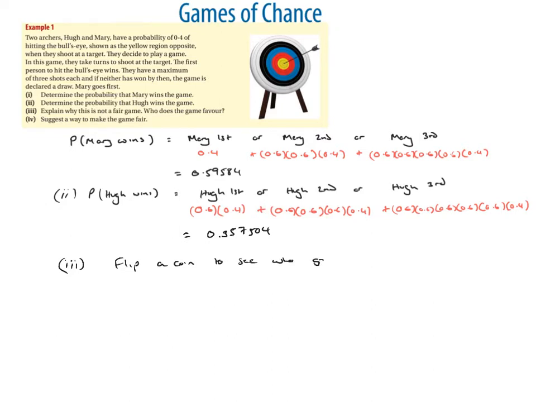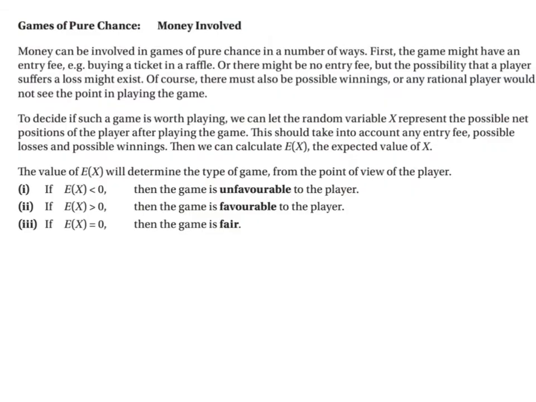And that would be the best way to make this a fair game. Okay, if there's money involved, which generally there is when you're playing games, then what we can do to decide whether a game is worth playing is to work out the expectation of x. Now, if the expectation of x is less than 0, it's unfavourable to the player. If it's greater than 0, it's favourable to the player. If it's equal to 0, then the game is fair.